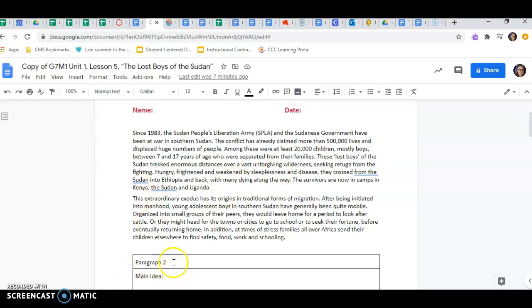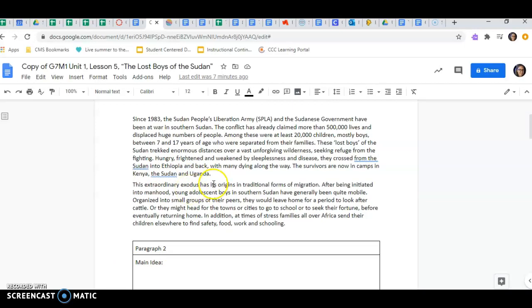Now I'm already looking down here and I noticed that we're going to look for the main idea of paragraph 2. So let's go ahead to paragraph 2, but before we do that, let's talk about the main idea of paragraph 1. So paragraph 1 is basically a history, right? It says since 1983, so I see a date. And then it says survivors are now in camps. So it's given me a bit of a history.